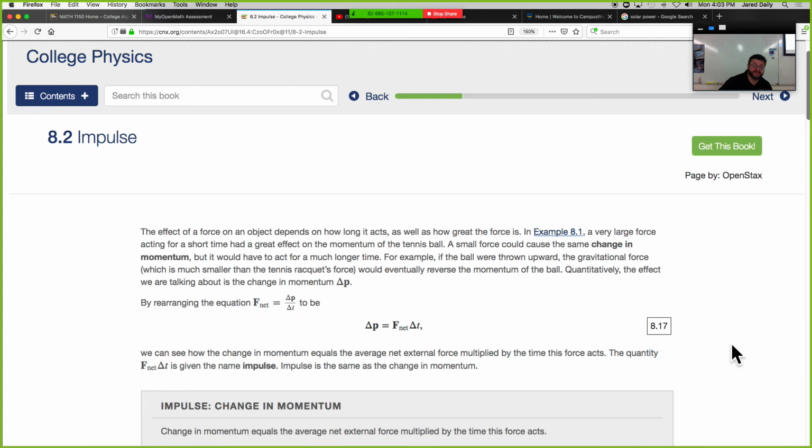If we rearrange this equation, we get change in momentum equals net force times change in time, and this is what we call impulse. The change in momentum in any situation is called the impulse.